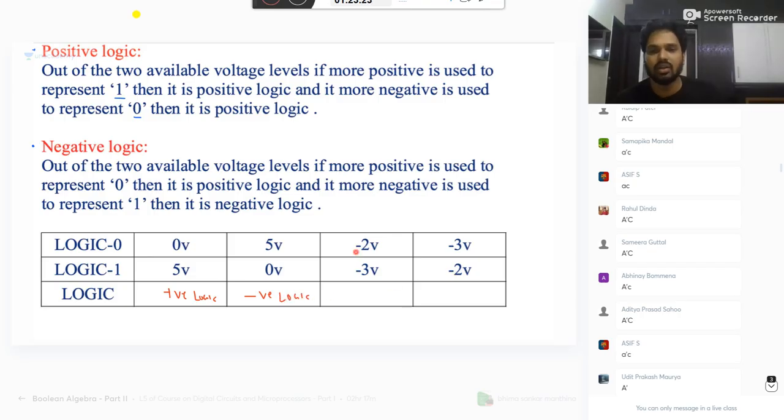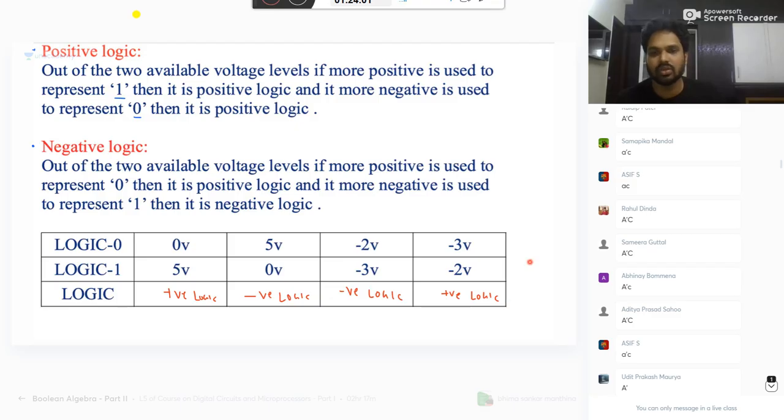Similarly, now come here. You have both negative. Positive and negative logic has nothing to do with positive and negative voltages. Don't confuse. Voltages can be positive, negative, mixed. It doesn't matter. Now just listen. Out of -2 and -3, which one is more positive? Tell me that first. -2. If that is representing 0, then it is negative logic. If -2 is representing 1, then it is positive logic.